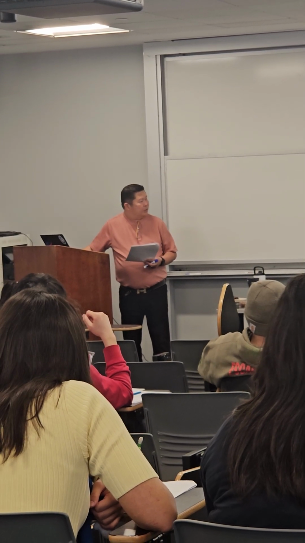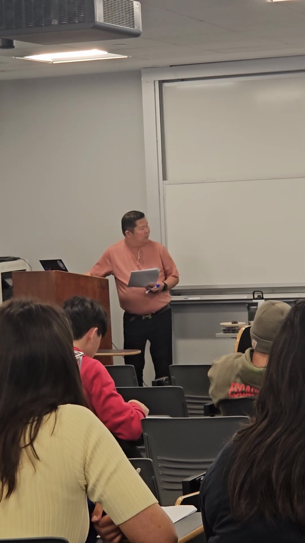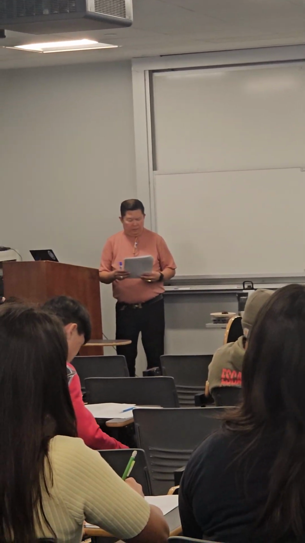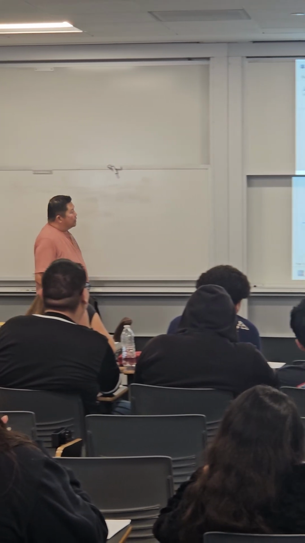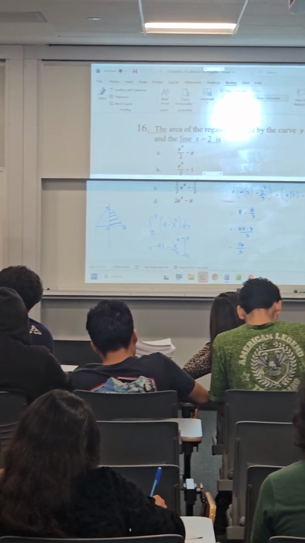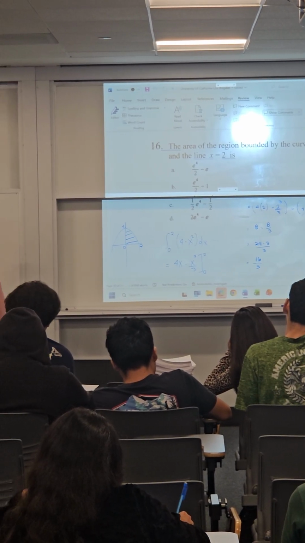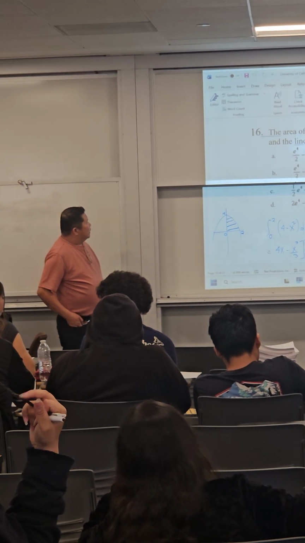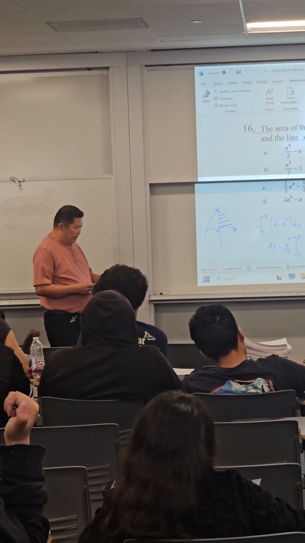So moving on to problem number 16. The area of the region bounded by the curve y equals e to the power of 2x, the x-axis, the y-axis, and the line x equals 2.